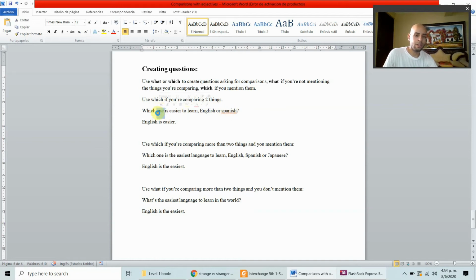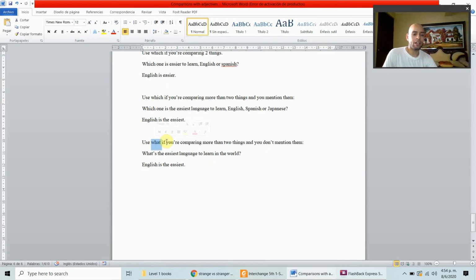You can also say which language, for example. Here's an answer. English is easier. You can say to learn here, but it's not necessary. English is easier. So we use which if you're comparing more than two things and you mention them. Which one is the easiest language to learn, English, Spanish, or Japanese? Well, English is the easiest language to learn. We don't have to write a language to learn here. You only have to say English is the easiest.